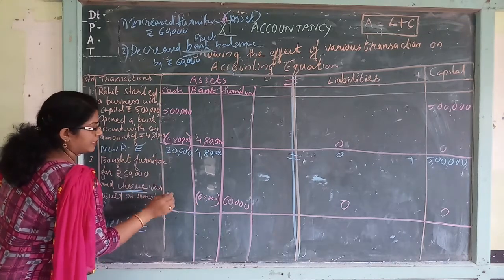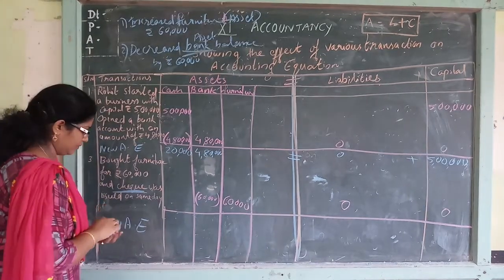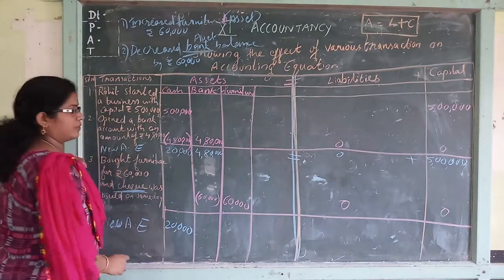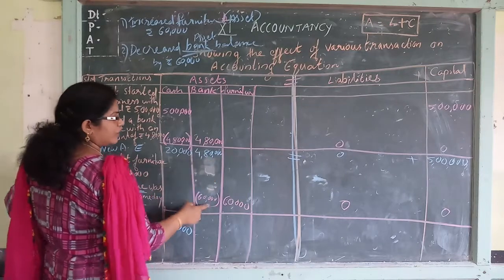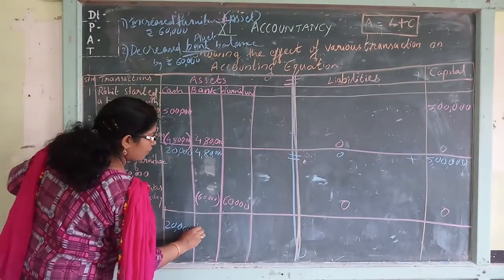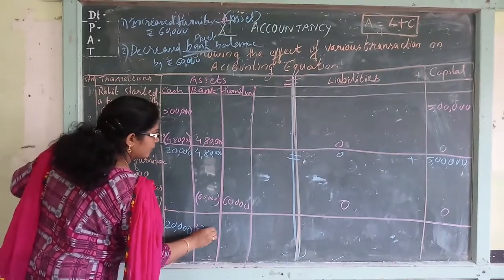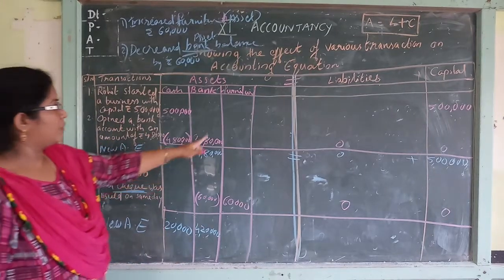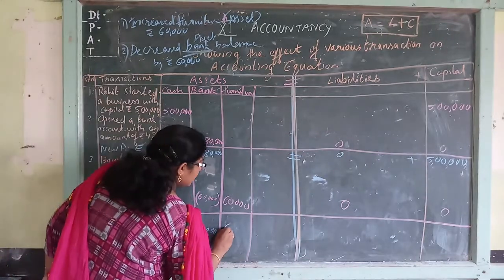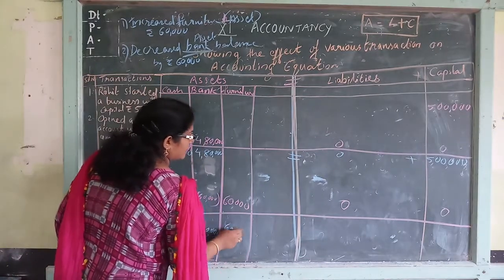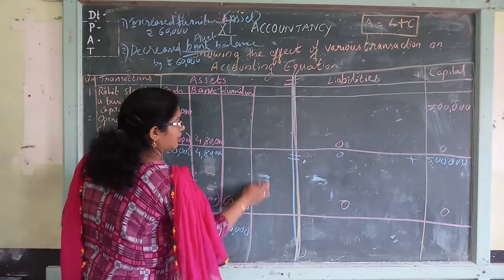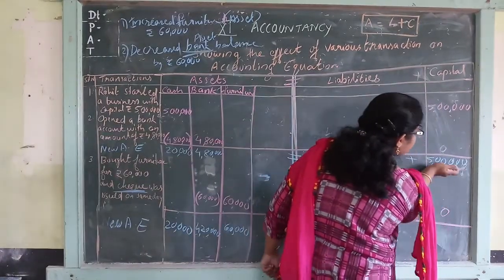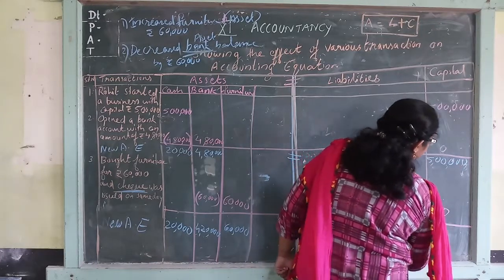Here 20,000, here nothing, so the balance is 20,000. 4,80,000 minus 60,000 is 4,20,000. Now the furniture balance is 60,000, here 0, so plus this one 60,000. Here nothing, so 0. Here liability has not occurred. The balance, this is 5 lakh plus 0, that is 5 lakh.